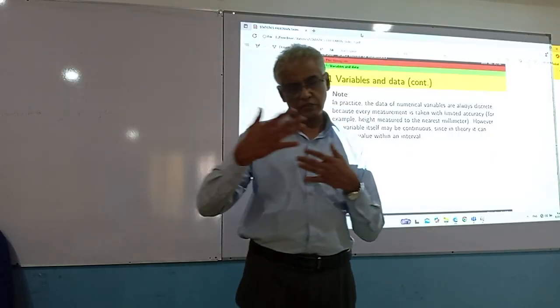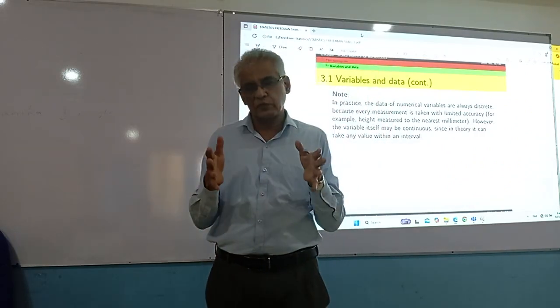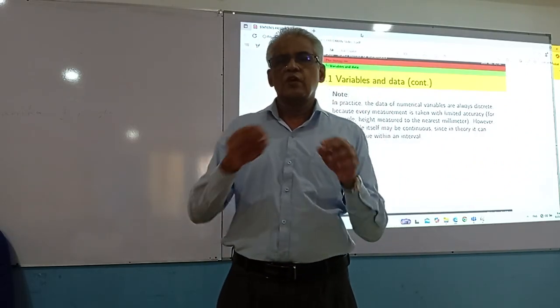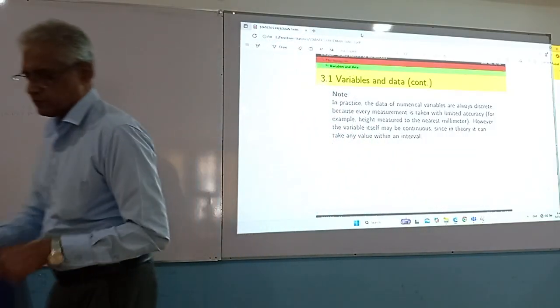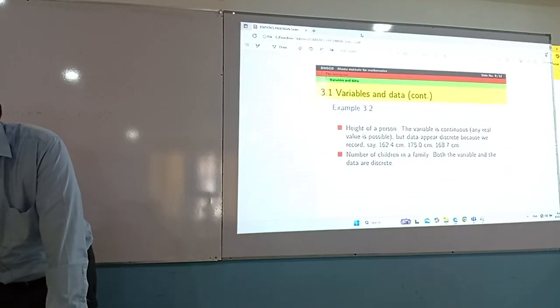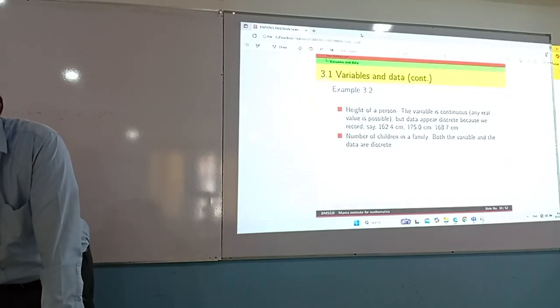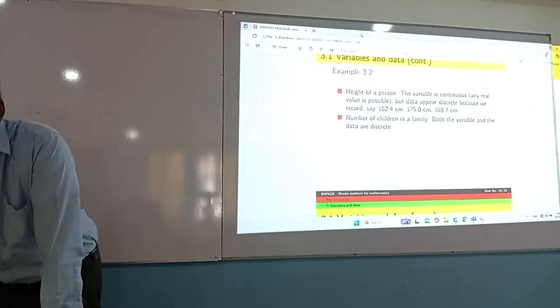So when you decide whether it is discrete or continuous, what you should look at, first of all, are the possible values, actually possible values, whether the set of possible values is discrete or not. So height of a person is continuous in that sense. Number of children in a family is discrete.